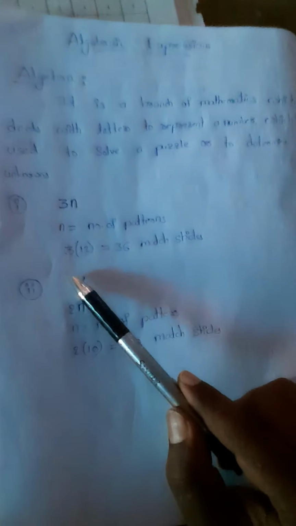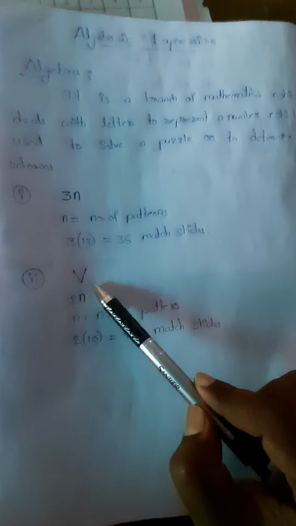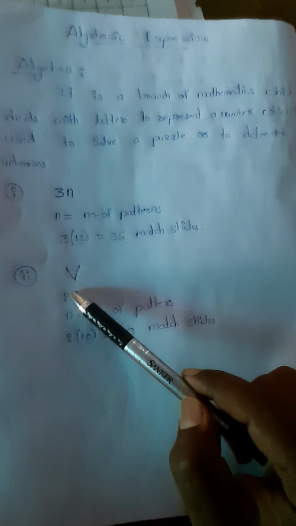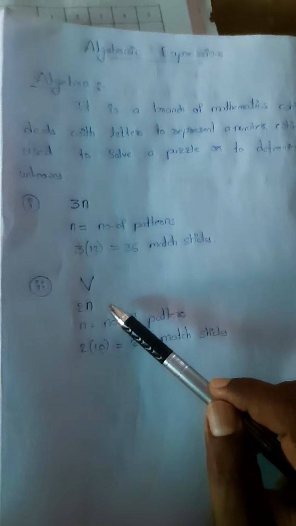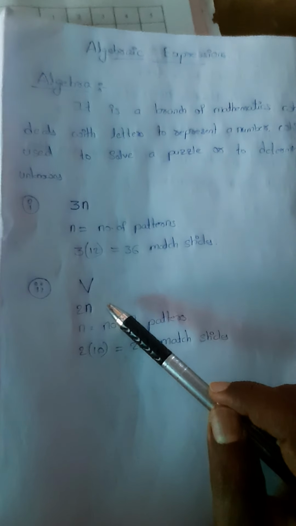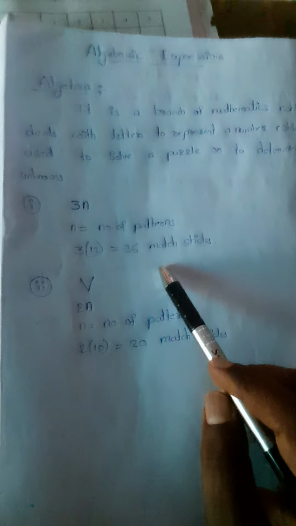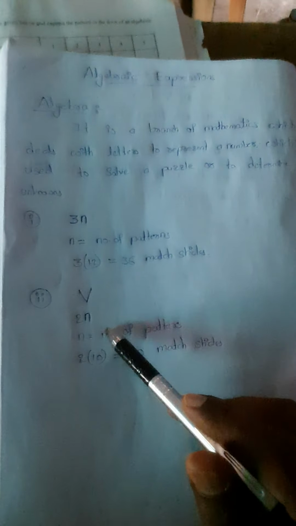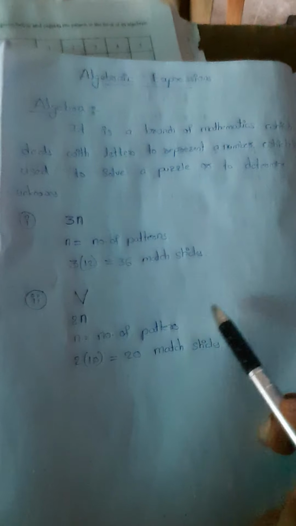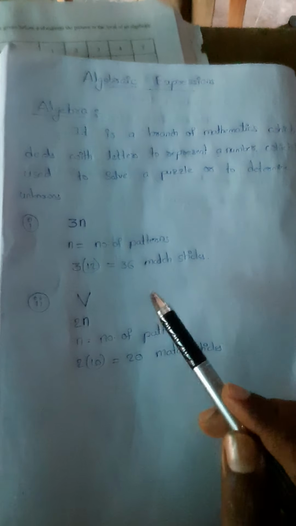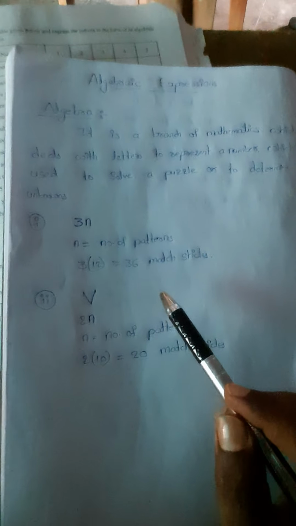Similarly, here it is the V pattern. To make a V pattern, here we are using the formula 2n. And n equals the number of patterns. 2 into 10, 20, that equals 20 matchsticks we require to make 10 V patterns.